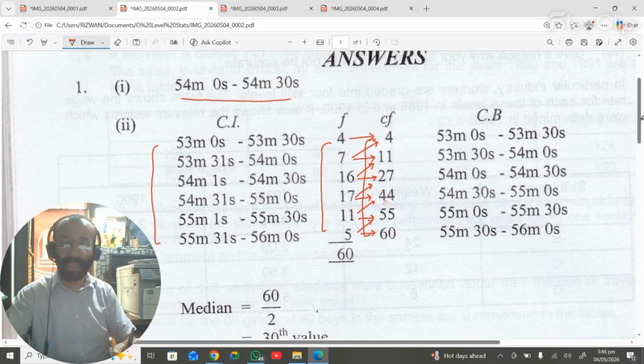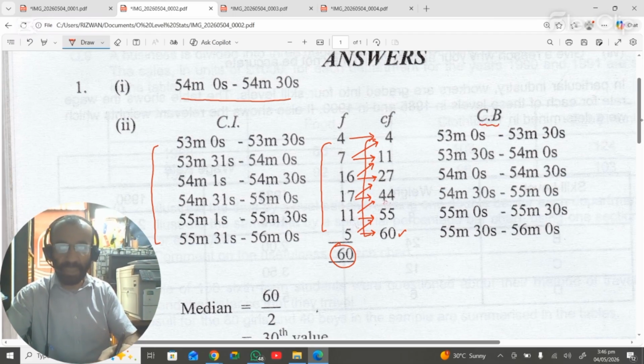And here is the method to check whether you are okay in the exams or not. The last term of the cumulative frequency will be the same as the sum of the frequencies. So this is the way to check yourself in the exams, whether you are doing well or not. Okay, the next column which we will make is of the class boundaries.